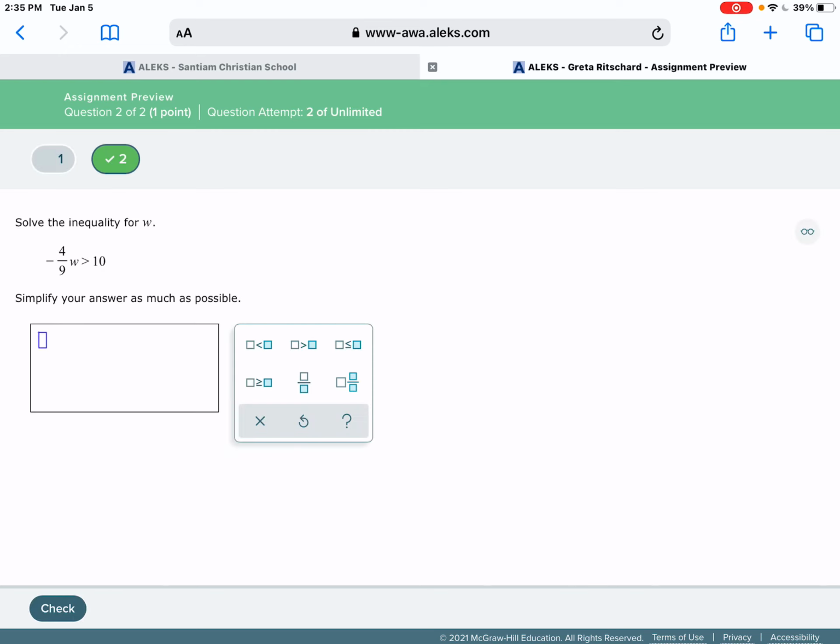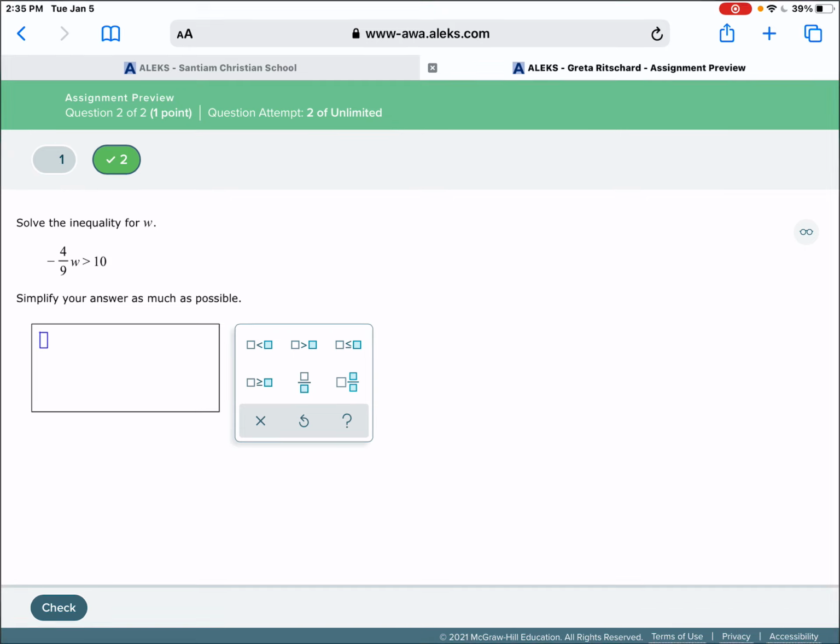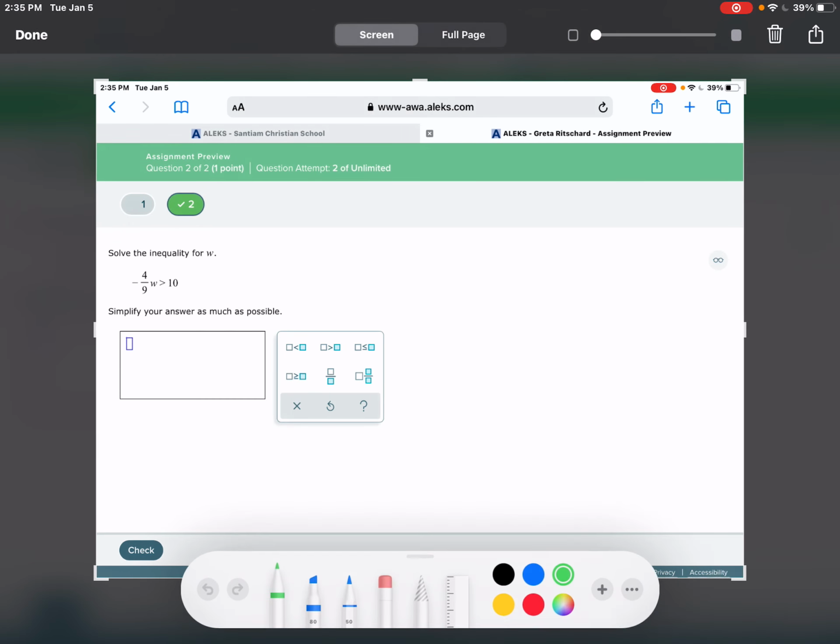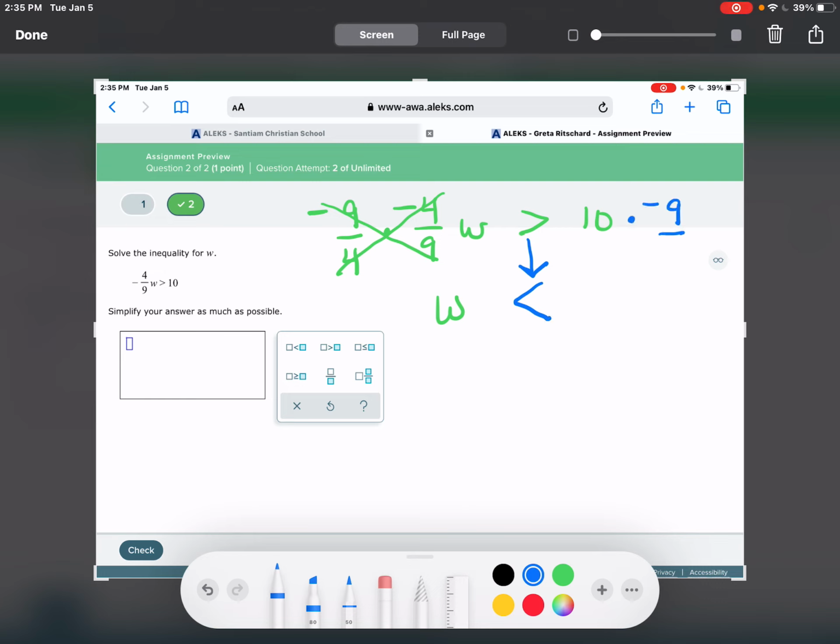Here's another one just like it. I have negative 4/9 times w, which is greater than 10. And again, to get rid of this fraction, I can multiply by it turned upside down. I want to match the sign because negative times negative is positive, and that's what I want. We got a lot of canceling going on here. That's great. But guess what? I'm multiplying by a negative, so I'm going to have to flip the sign around, and I have to do it to the other side exactly the same as I did it on the right.